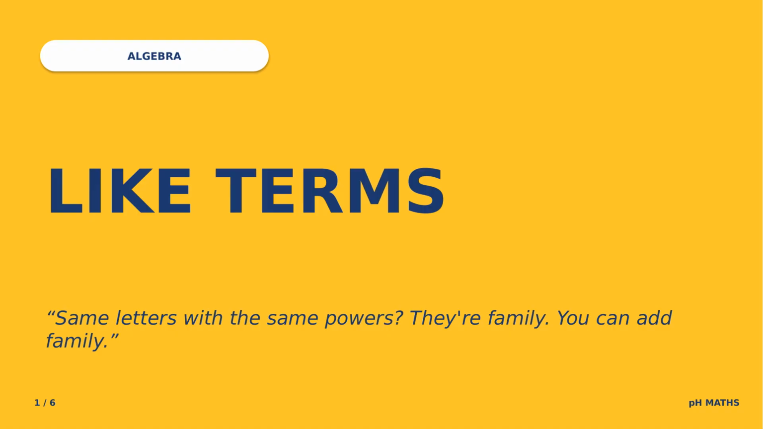Today's explainer is like terms, the building blocks of simplifying expressions. Same letters with the same powers, they're family. You can add family. Different letters or different powers, different families. Don't add. And by the end, you'll spot like terms instantly.